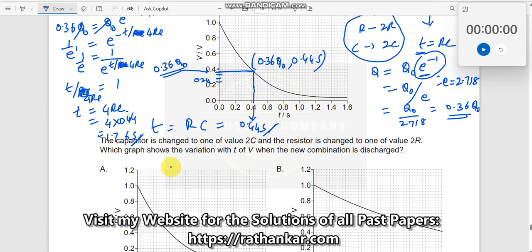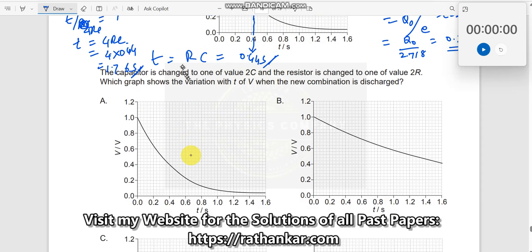Which means when you change the value of R to 2R, C to 2C, then your Q becomes Q naught divided by E at T equal to 1.76 seconds, right? This is what we have understood now. Now what we do is, let us find which of these graphs will reflect that. Q equal to Q naught by E, 0.36.